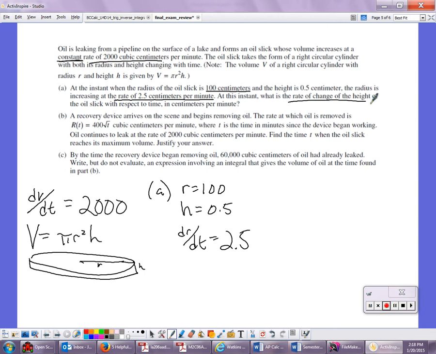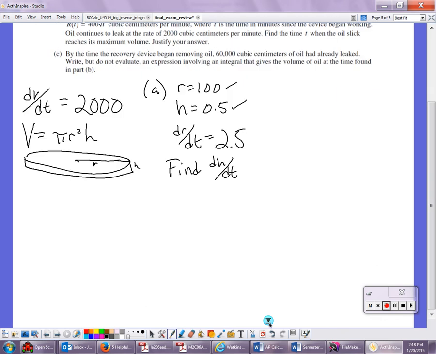So we're trying to find dh/dt, the rate of change of the height at this time when these two things are true, when r is 100 and when h is 0.5. Okay, let's keep moving then. What do we know? We've got dV/dt, we've got dr/dt. We want to figure out dh/dt. Well, we do have this function, and we're going to take the derivative of it. V equals pi r squared h.